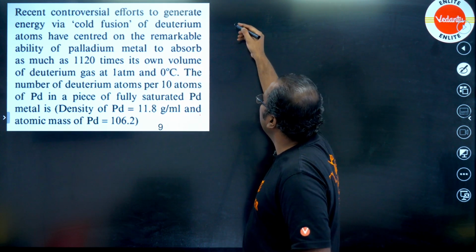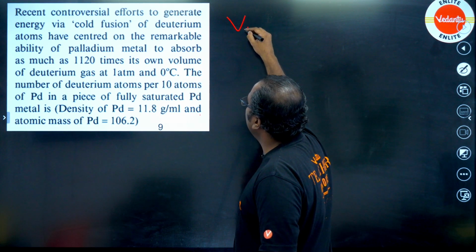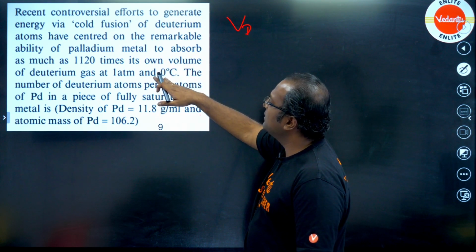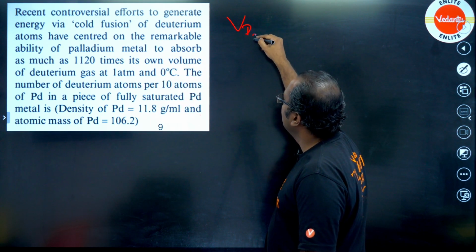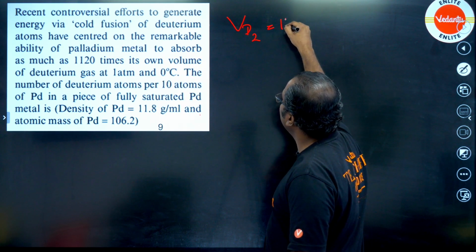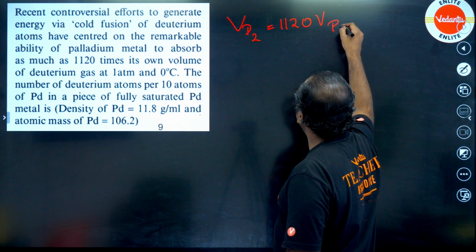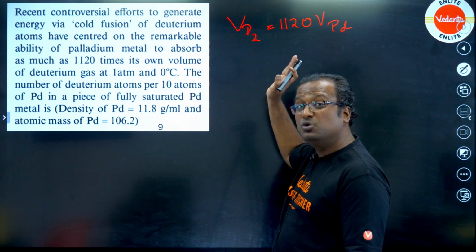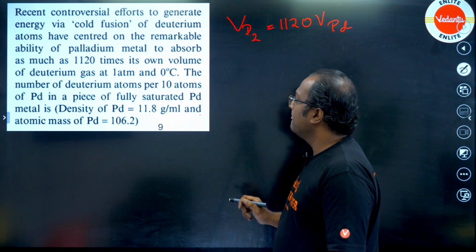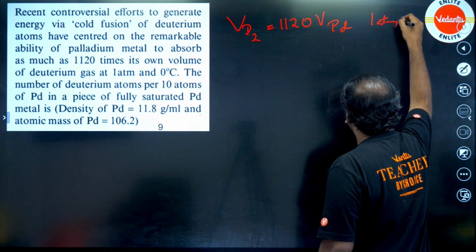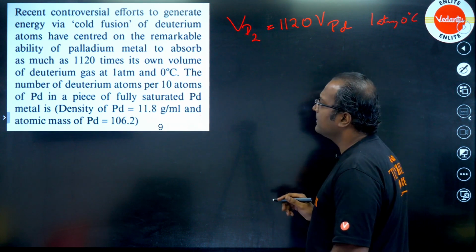How much deuterium adsorbs on palladium? The volume of deuterium adsorbed, the ability to adsorb this deuterium gas. So the volume of deuterium that gets adsorbed is 1120 times the volume of palladium metal that we use. That's a huge volume. Conditions are also given to us, that's at 1 atm and 0 degrees Celsius.